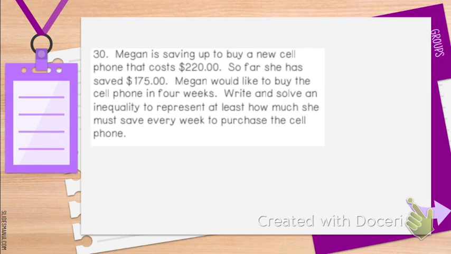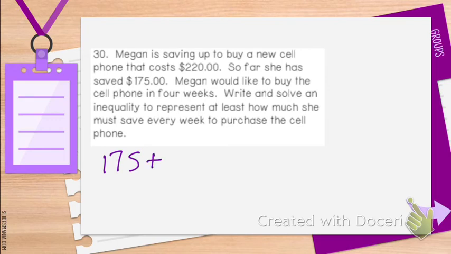Megan is saving up to buy a new cell phone that costs $220. So far, she has saved $175. She would like to buy the cell phone in 4 weeks. So write and solve the inequality to represent at least how much she must save every week to purchase it. All right, so the whole phone is $220, right? But she's already got $175 saved. Okay, but she's going to do this in 4 weeks.